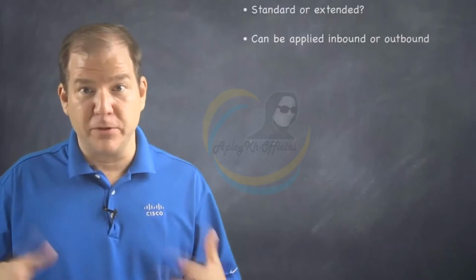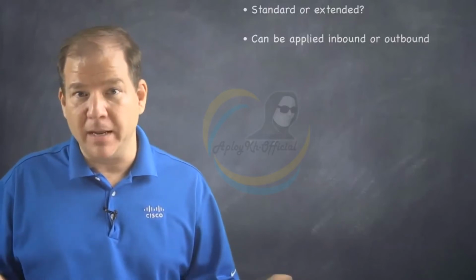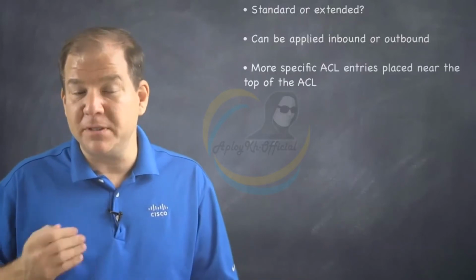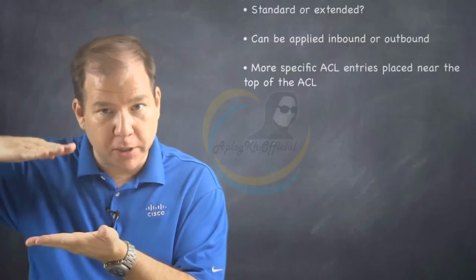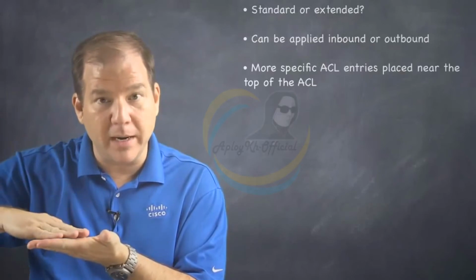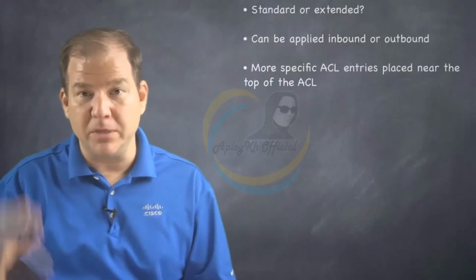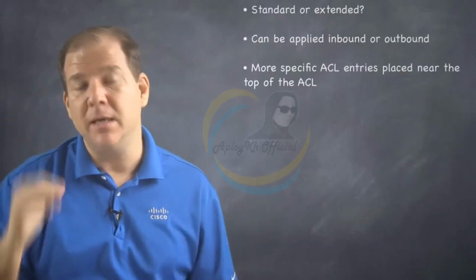And to avoid filtering out traffic that we actually want to permit, it's a good idea to place more specific ACL entries near the top of the ACL, getting more general, more generic as we go lower in the ACL. That's because those entries in an ACL are processed top down.